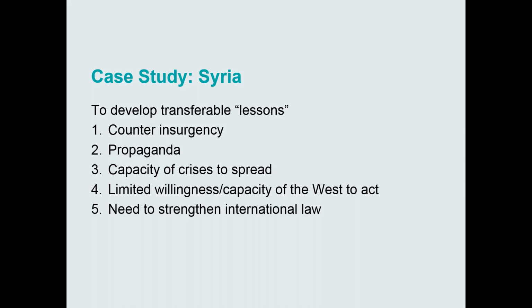Finally, need to strengthen international law. Okay. Ultimately, do you look at what happened in Syria and go, well, we clearly need a different UN, we need to reform the UN Security Council, and we need a different set of laws and procedures so that this kind of thing doesn't happen again.